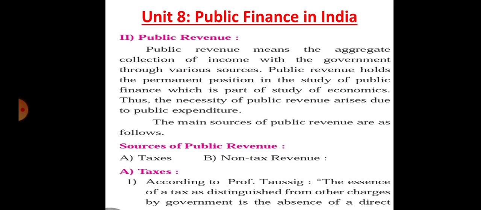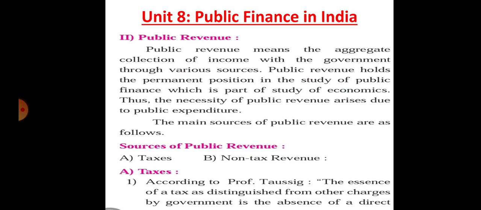We know the sources of public revenue. There are two major sources. First is taxes and second is non-tax revenue. Taxes are the first and most important income source of government, and non-tax revenue is the other source. So let's discuss the first point related to the sources of public revenue, the taxes.